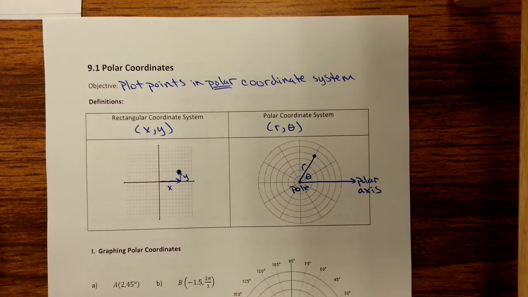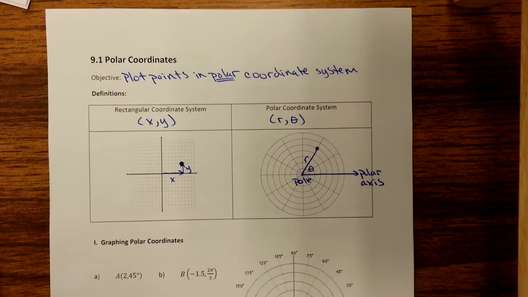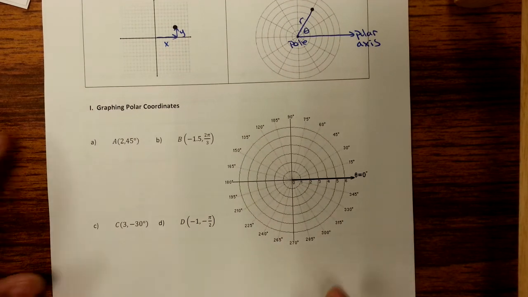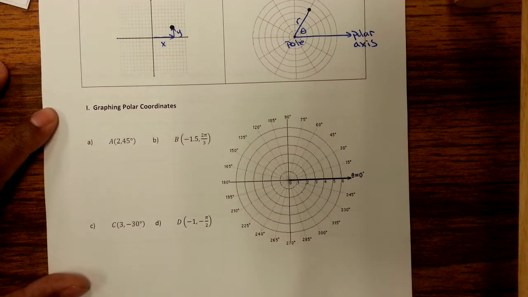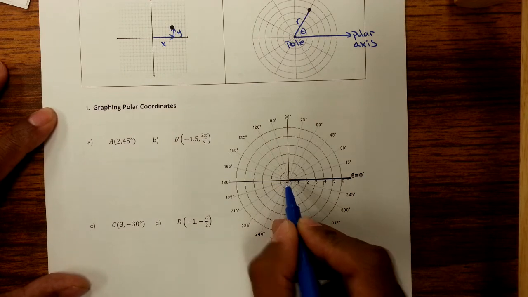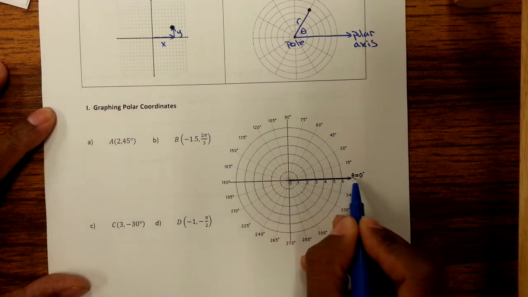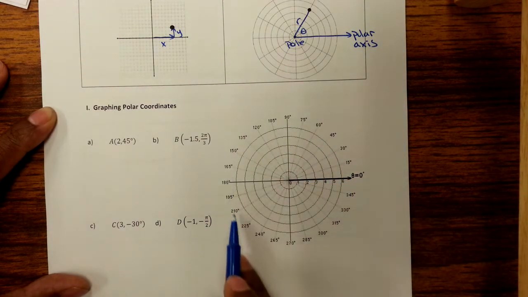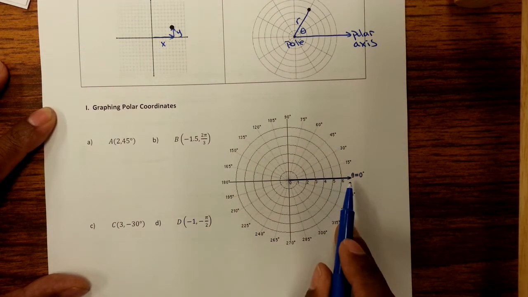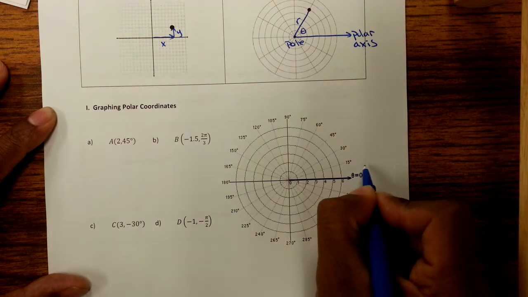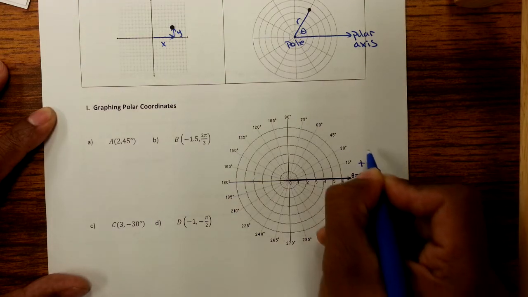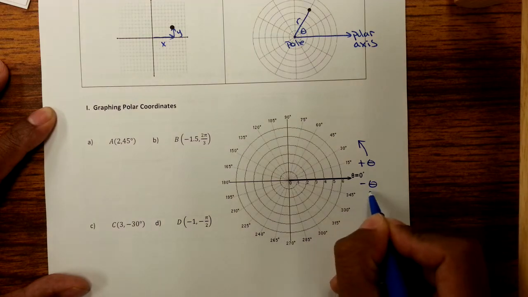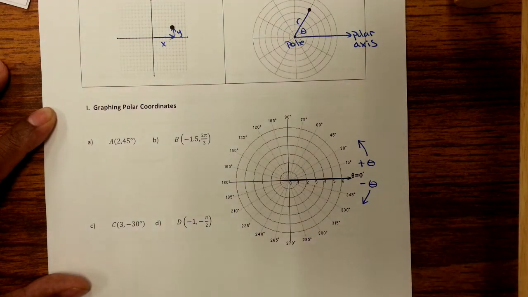Now, with the polar coordinate system though, there's a couple of ways you could plot points. So let's look at a couple of examples. So I'm giving you this polar coordinate system. Now, notice your pole is right in the middle. Notice the polar axis goes all the way to the right. And I want you to notice also that we have all of these angle measurements going counterclockwise. A couple of things I want you guys to understand. Positive angles go counterclockwise. Negative angles are going to go clockwise.